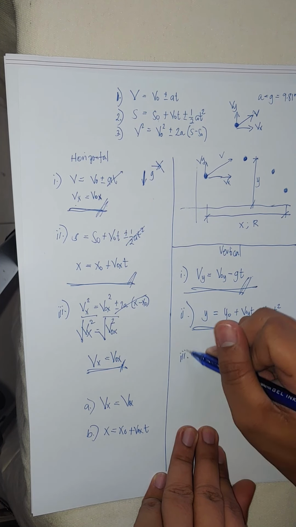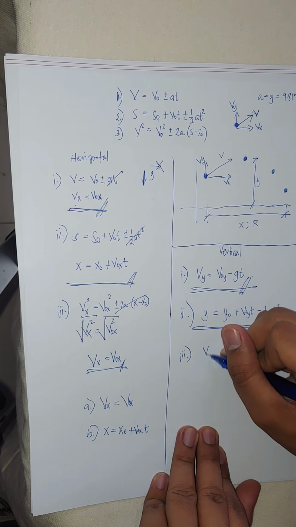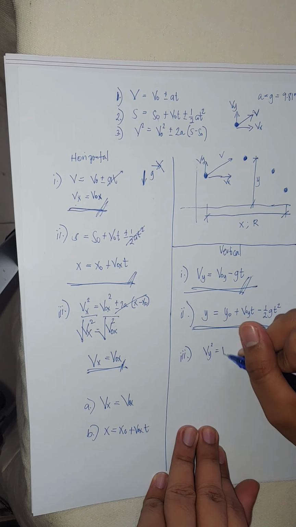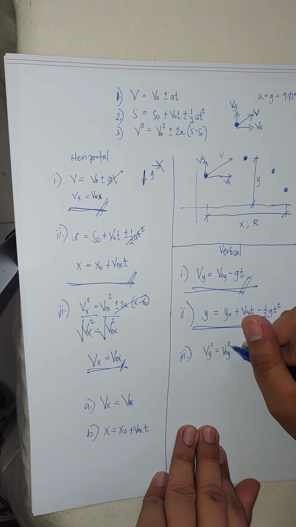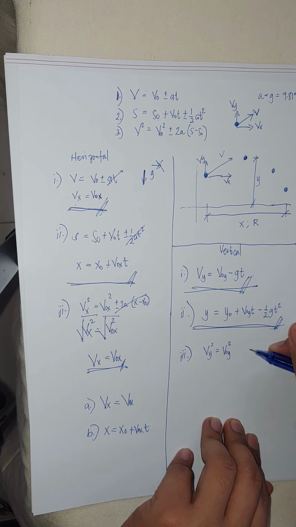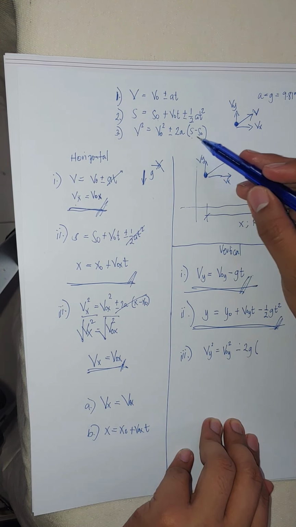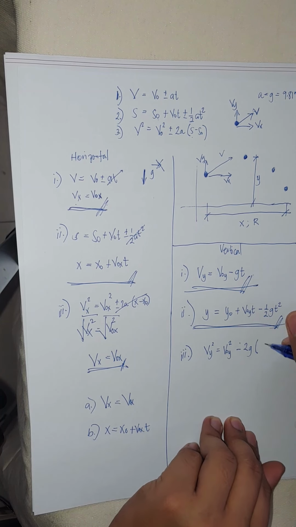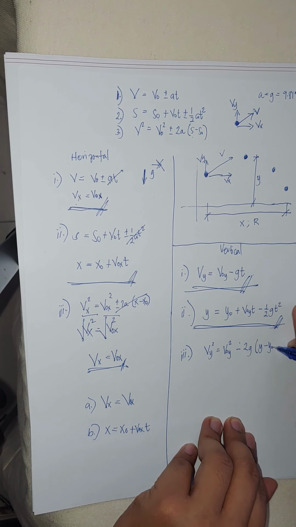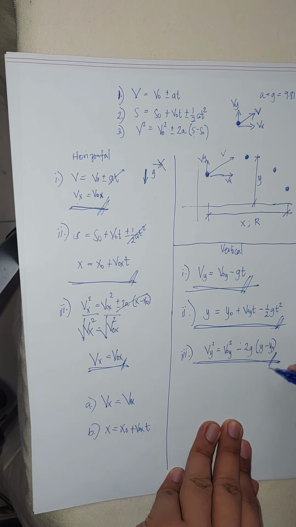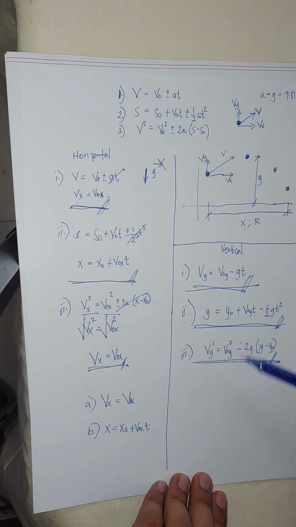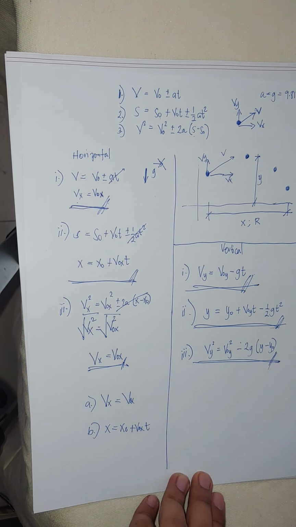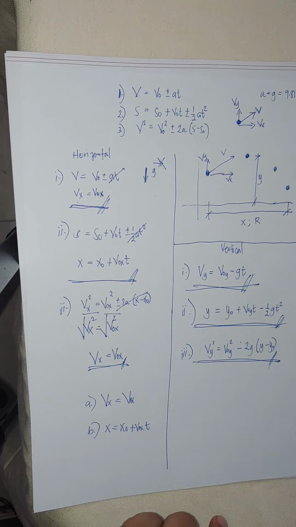And for our third equation, it becomes Vy squared, which is equal to the vertical component of the initial velocity squared, minus 2g times the position. Since it talks about the position along the vertical axis, we denote it as y, so we use y minus y naught. So for the motion of a projectile, we have 5 equations.